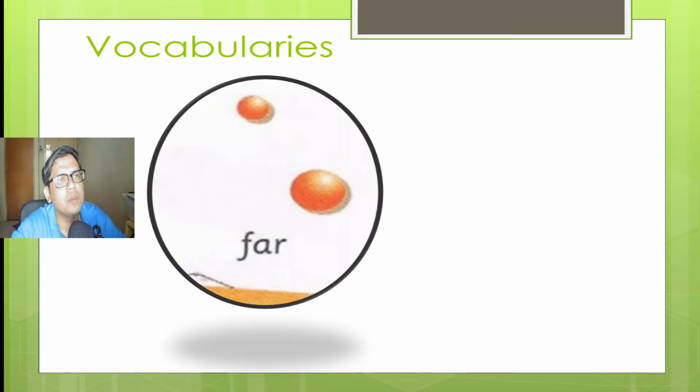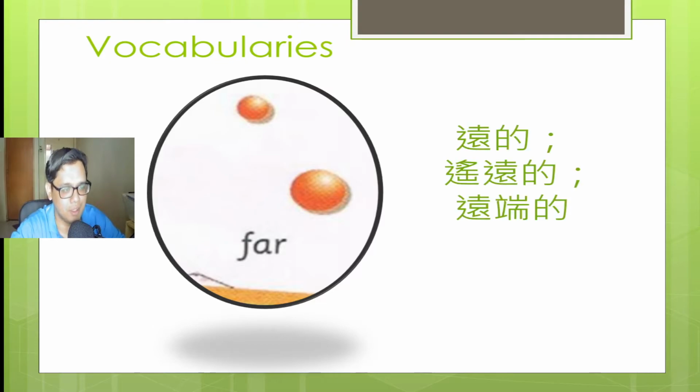Far. If I'm not mistaken, in Chinese you call it yuan. I cannot remember, but you can read it yourself. Far. This is a subject. For example, this is the subject. I put my hand very far. Okay, far. This is what we call far. I hope you get that.